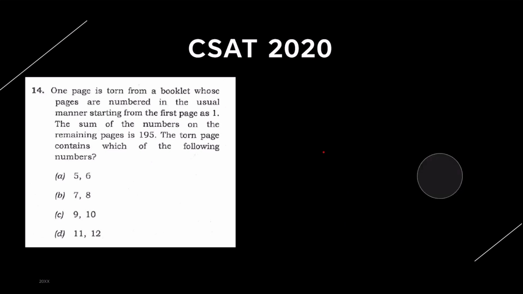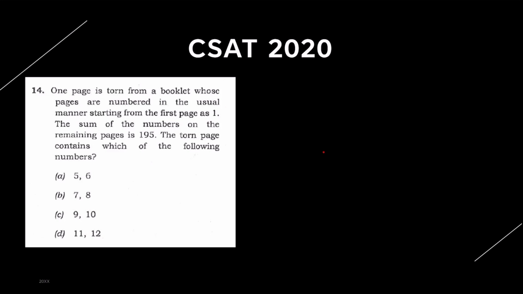Now, how are we going to use these formulas in this? Let's see. The question says, one page is torn from a booklet whose pages are numbered in the usual manner, starting from the first page as 1. The sum of the remaining pages is 195. Which page was torn from the book? Right?